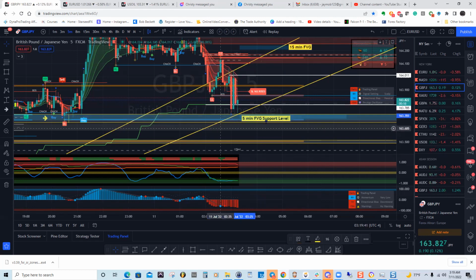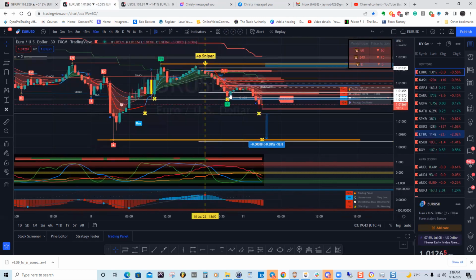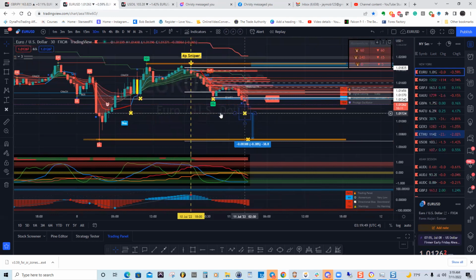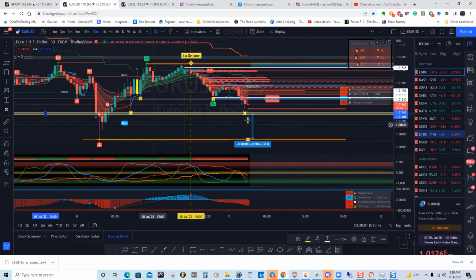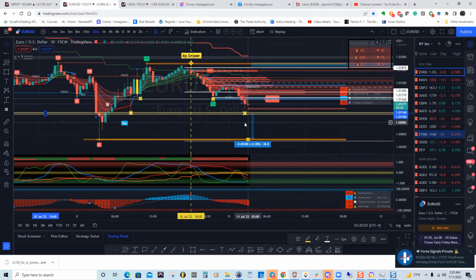All right. So what else we got? Look at EU. EU is trying to break my X, right? Did it break my X? It didn't break the X. It needs to break this level right here. If it breaks this level right there, boom. That's the X right there, right? This is a 30-minute support line. So if it breaks this line right here, then I can see it coming down, but I gotta wait.